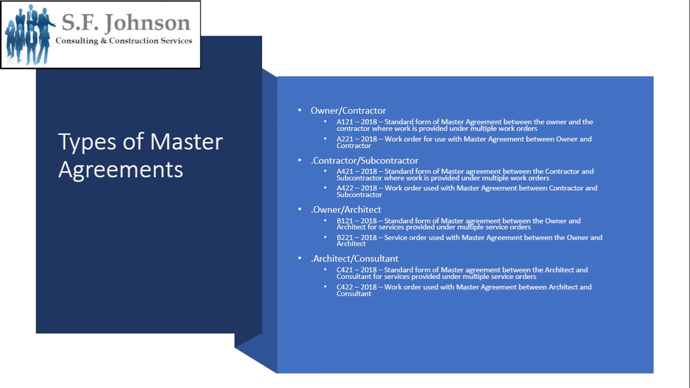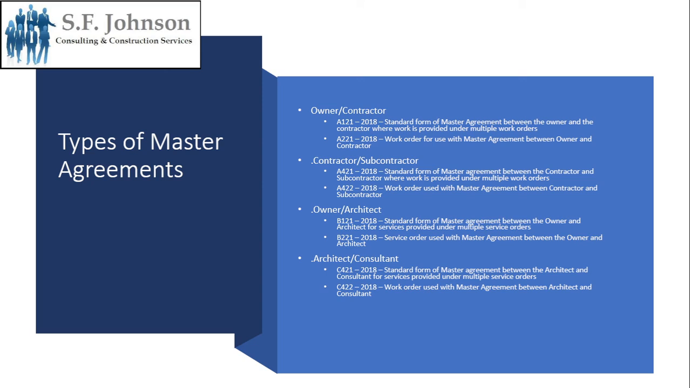So types of master agreements. You have the owner-contractor, which is A121-2018. Remember, that's the edition year. And so this is the standard form of master agreement between the owner and the contractor, where work is performed under multiple work orders. And then the work orders are A221. Okay, so owner-contractor is A121 and A221.